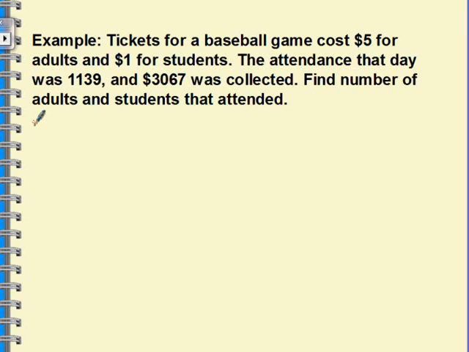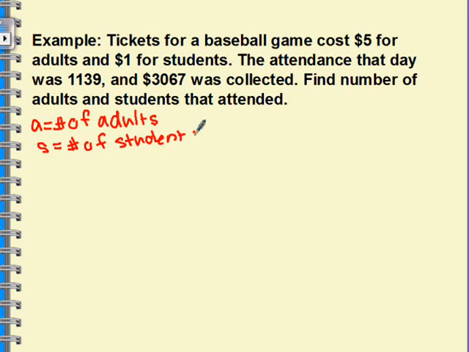So let's say what our variables are. We can use A for the number of adults. And S is fine for number of students. Be careful about how you write your S's so they do not look like 5s. There's lots of information in this word problem. It talks about the cost and then it talks about the number of people. Let's talk just about the money.